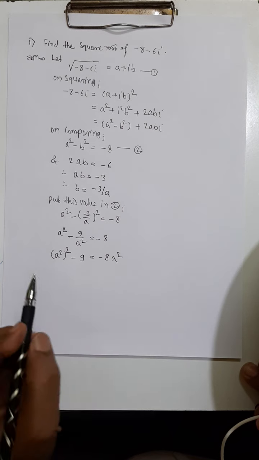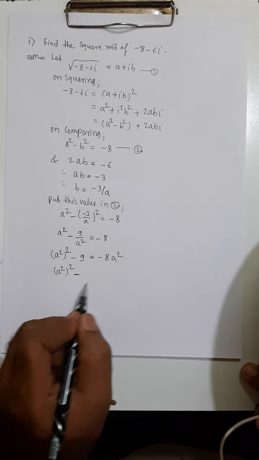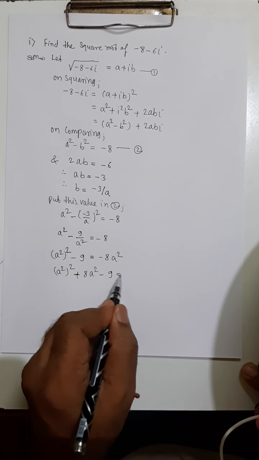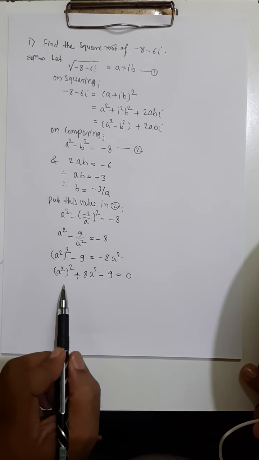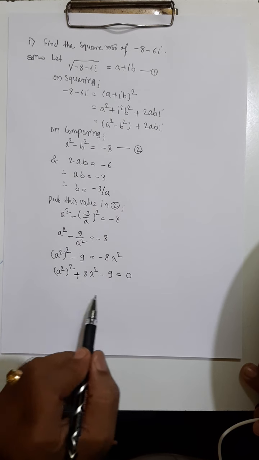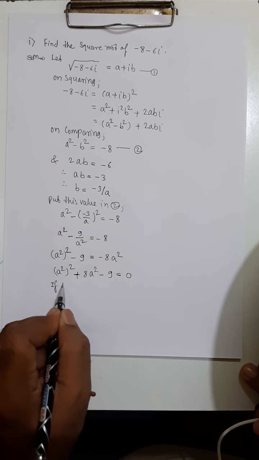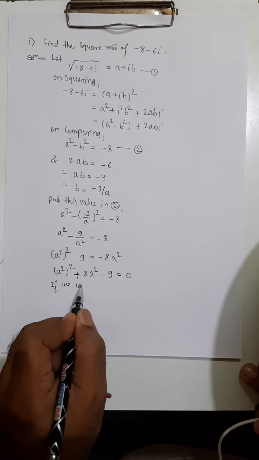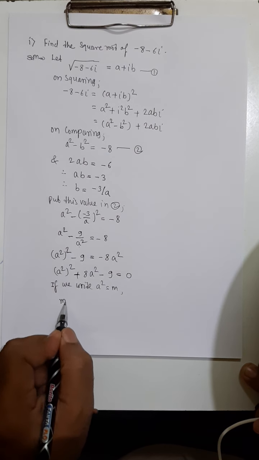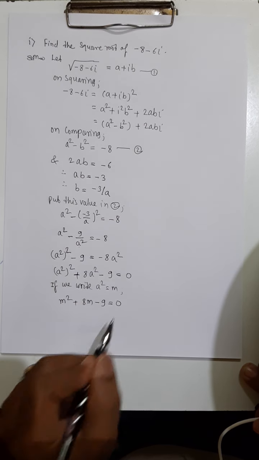Multiply throughout by a square here, and we get a square its square, minus becomes plus 8 a square, minus 9 is equal to 0. And this is a quadratic equation in terms of a square. If we write a square equal to m, we get m square plus 8m minus 9 equal to 0.